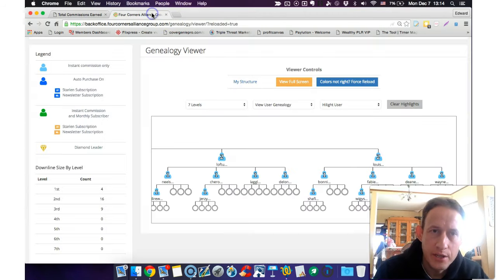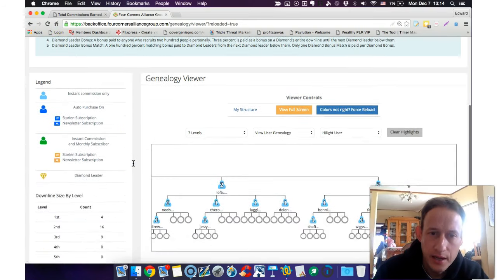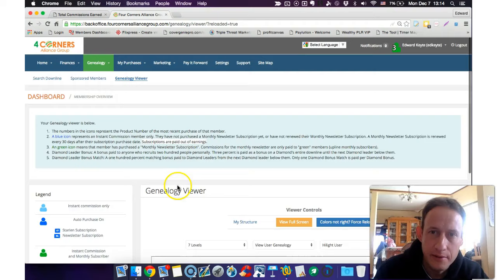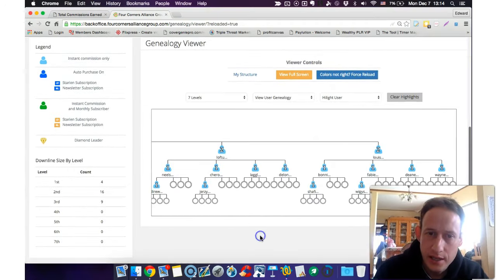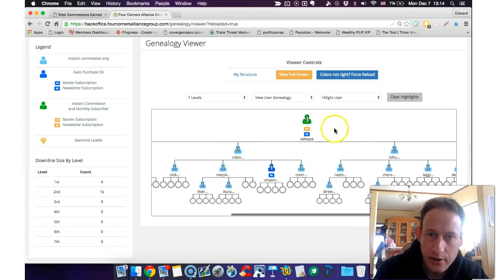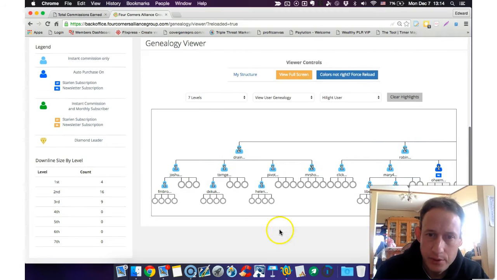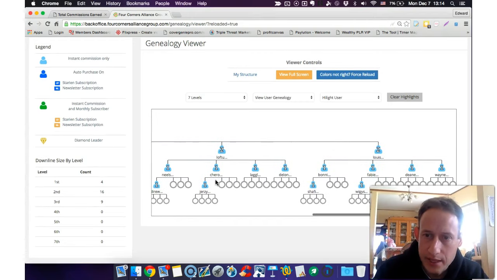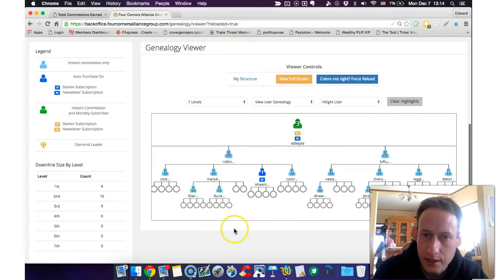I also wanted to mention Four Corners, because I'm also in Four Corners. As you can see, I've now become a level 3 member, which is nice. So here I am. And as you can see, I have sponsored quite a few people. Many of these people have been sponsored by me, so a lot of people are getting spill-off from my efforts. Some of them have been bringing in their own people. This person is very, very active, which is nice.